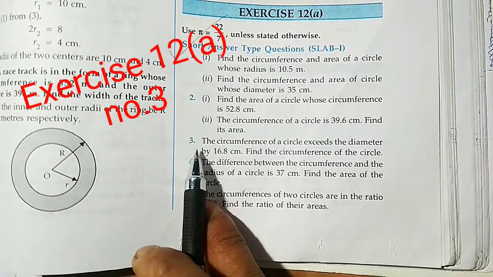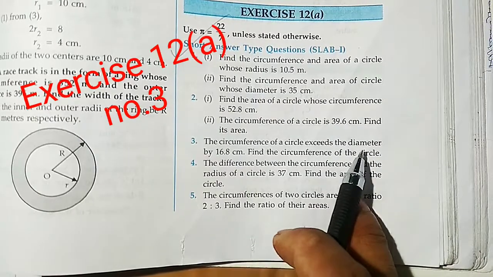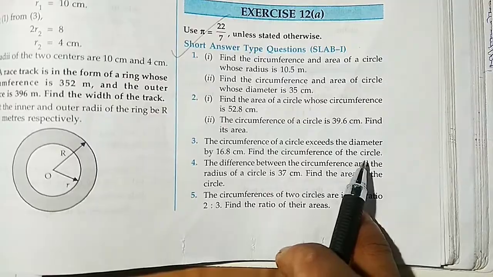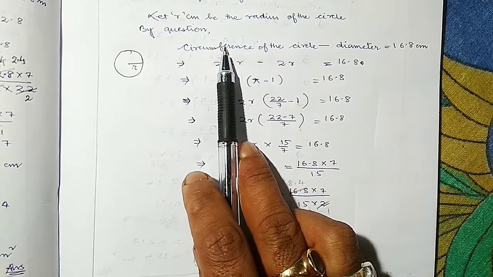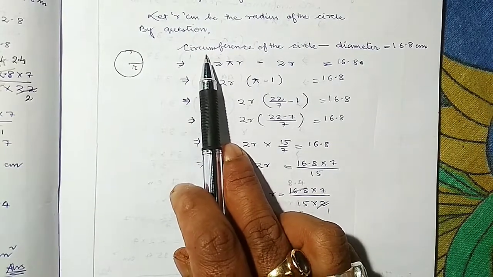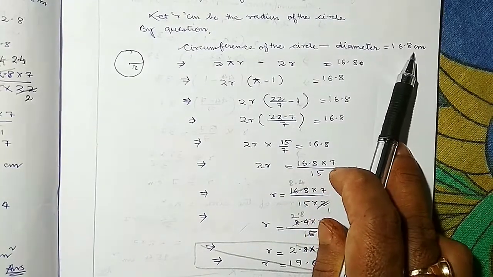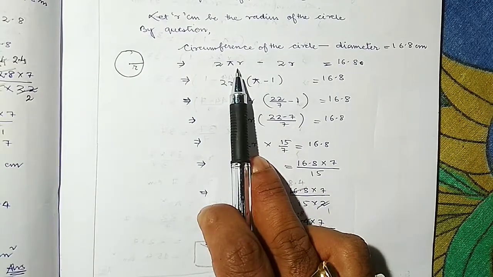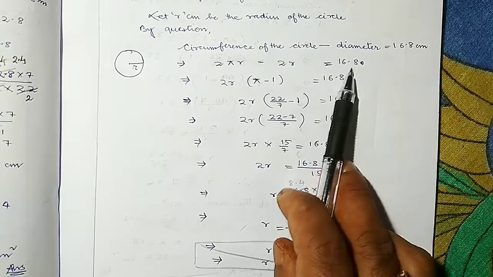In question number 3 it is given the circumference of a circle exceeds the diameter by 16.8 centimeter. Find the circumference of the circle. Let r centimeter be the radius of the circle. In the question it is given the circumference of a circle exceeds the diameter. So we can write here circumference of the circle minus diameter will be 16.8. Clear? Now the circumference formula you know, it is 2 pi r. Diameter is twice the radius, so we can write 2 pi r minus 2r equal to 16.8.